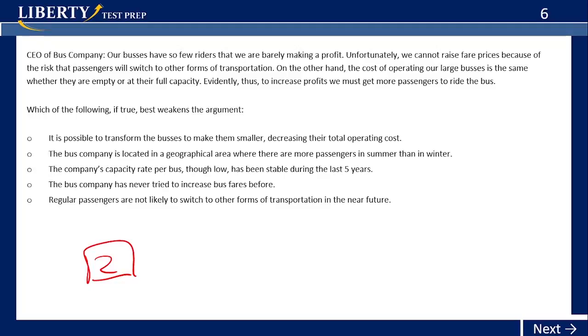Okay, so now let's see. This was a weakening question, right? Which of them, if true, best weakens the argument? So it's a very straightforward question. Now we care about the story and, of course, about the main conclusion. Let's read the whole story.